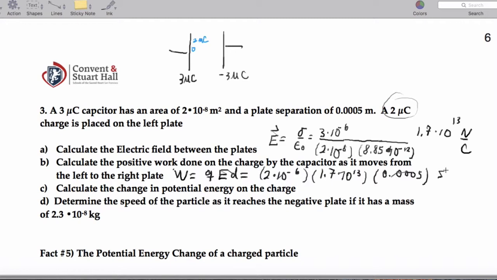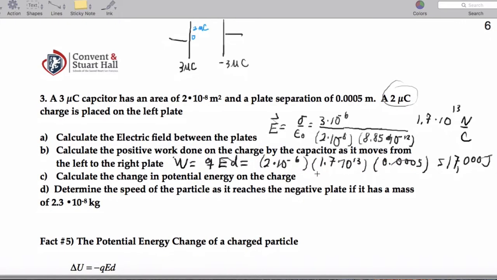That's going to be 2 times 10 to the negative 6th times 1.7 times 10 to the 13th times 0.0005. That's giving me 17,000 joules. And we want to determine the change in potential energy of the charge. Well, it's losing 17,000 joules of potential energy because it had positive potential energy here. It's losing that over there.